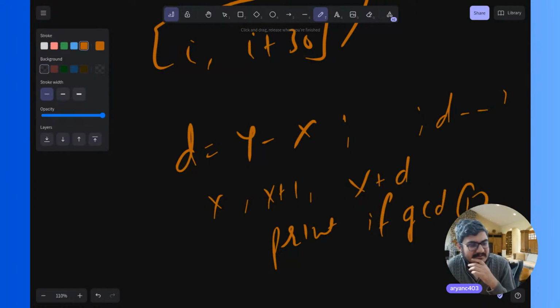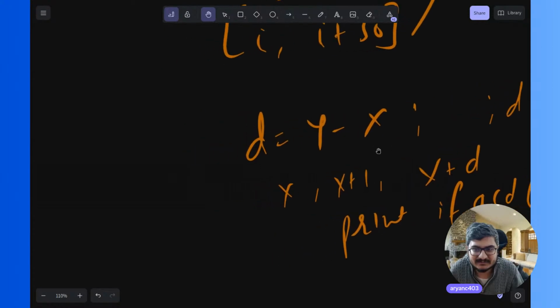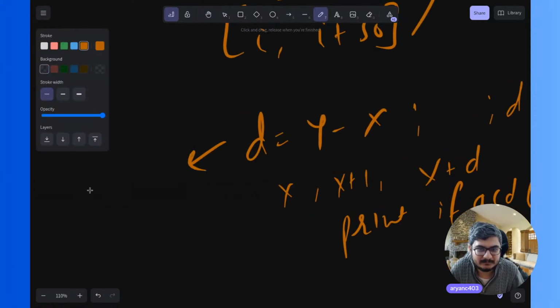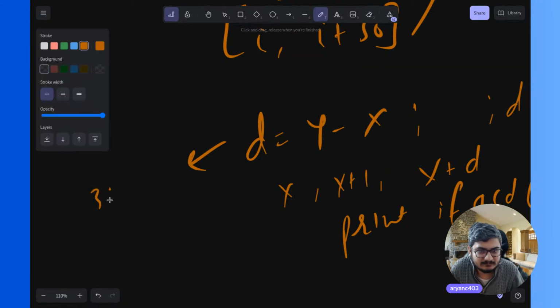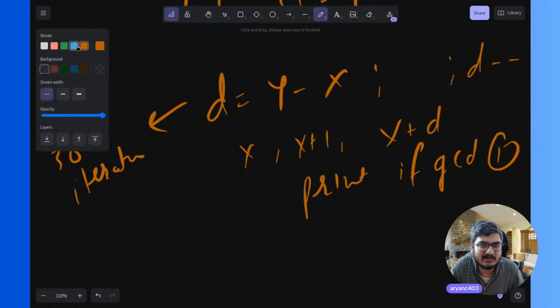You don't even need 30, you can just directly brute force it like this. The main idea is, what I have proved is that whenever you do 30 iterations on this loop, on the 30th iteration, you will definitely find one pair with GCD 1 in this loop.